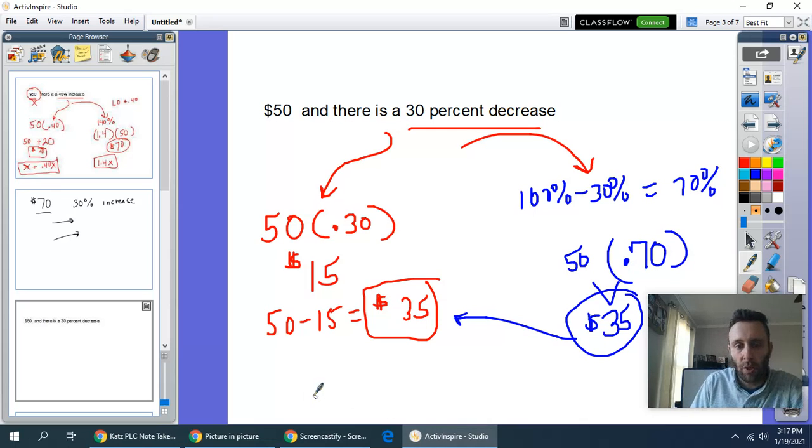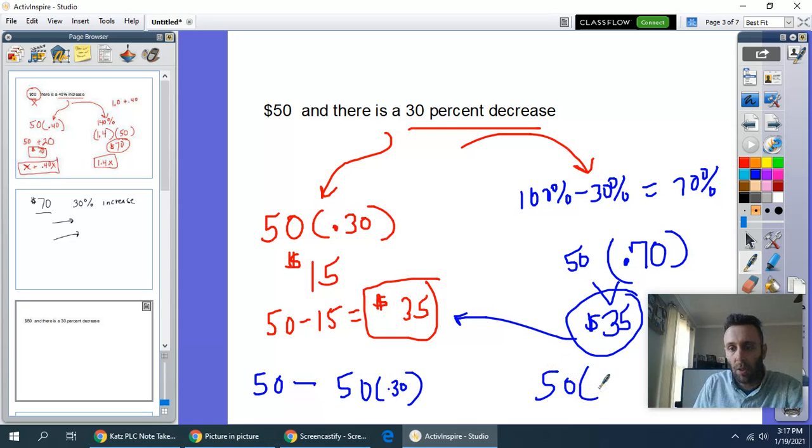So again, the two ways you can write the equation, you can either say $50 minus 30% of $50. Now remember, if we don't know the cost, then the 50 would just become X. Or you can do just 50 times 0.7. Either way, you're going to get the same exact answer.